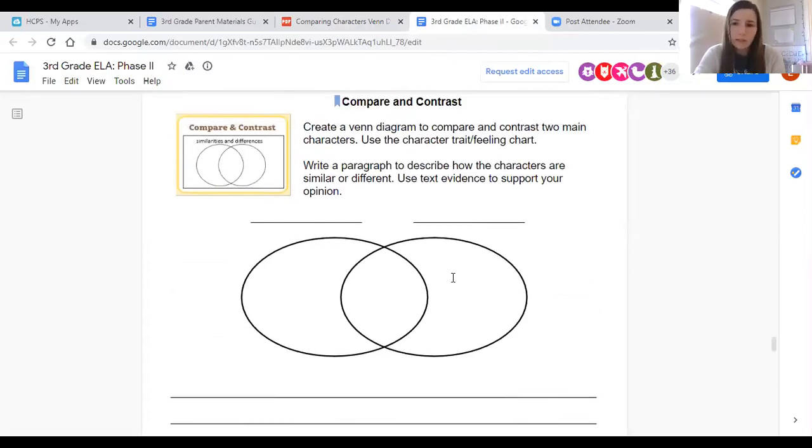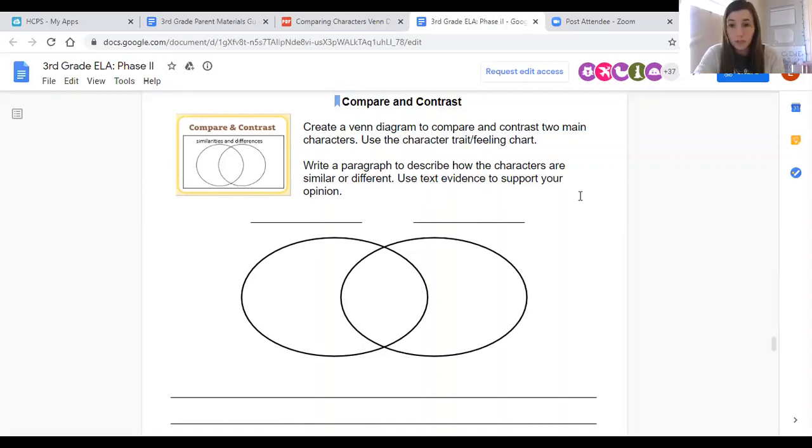This week's task is just the Venn diagram, but I'm going to show you both so that you're prepared for next week, and you can return to this video if you'd like to during both the Venn diagram today and then the Venn diagram and paragraph for next week. So you can see here your task next week, and what I'm going to show you today in addition to the Venn diagram is to write a paragraph to describe how the characters are similar or different using text evidence to support your opinion.